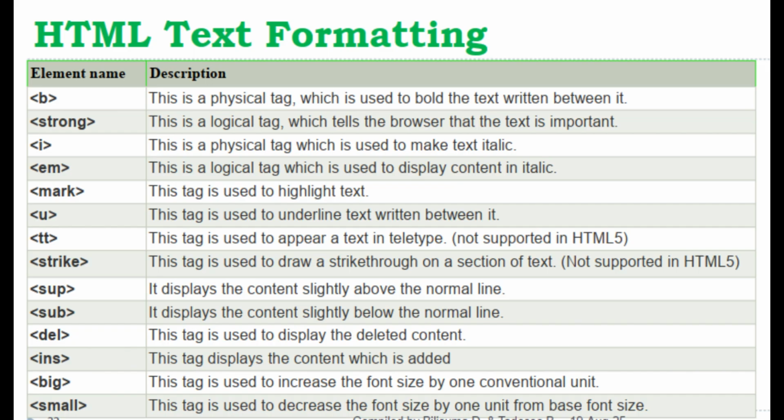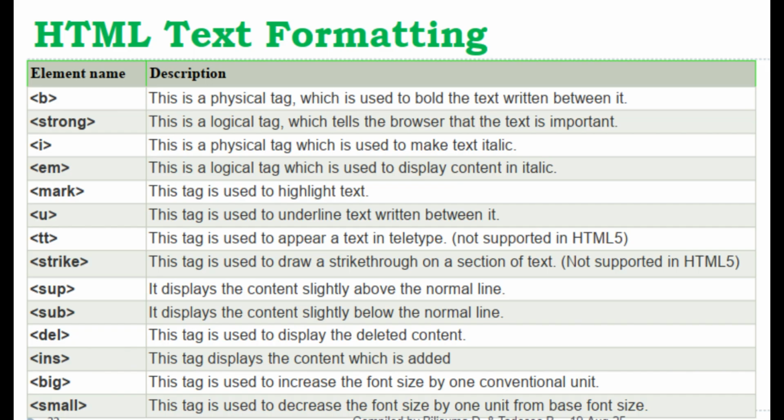HTML text formatting. Element name and description. <b> is a physical tag which is used to bold the text written between it. <strong> is a logical tag which tells the browser that the text is important. <i> is a physical tag which is used to make text italic. <em> is a logical tag which is used to display content in italic. <mark> is used to highlight text. <u> is used to underline text written between it.